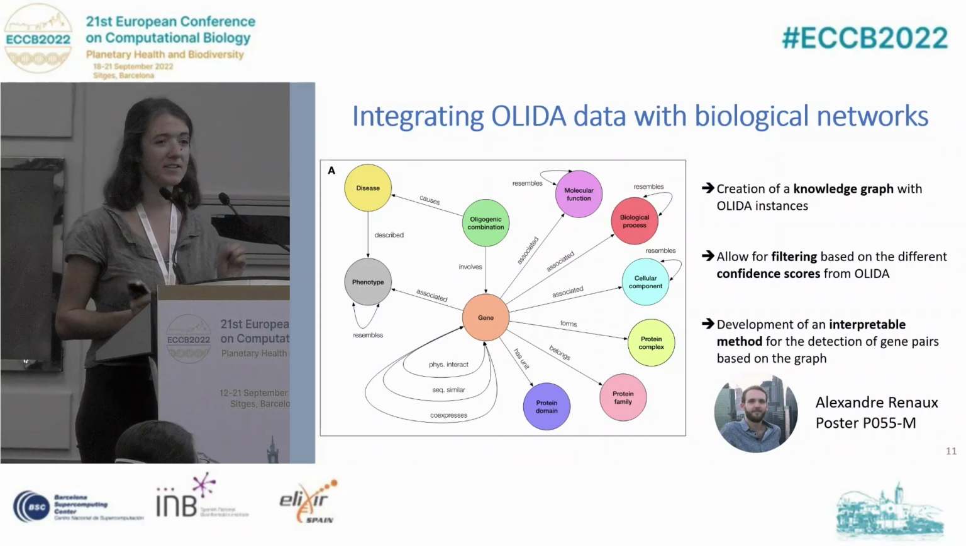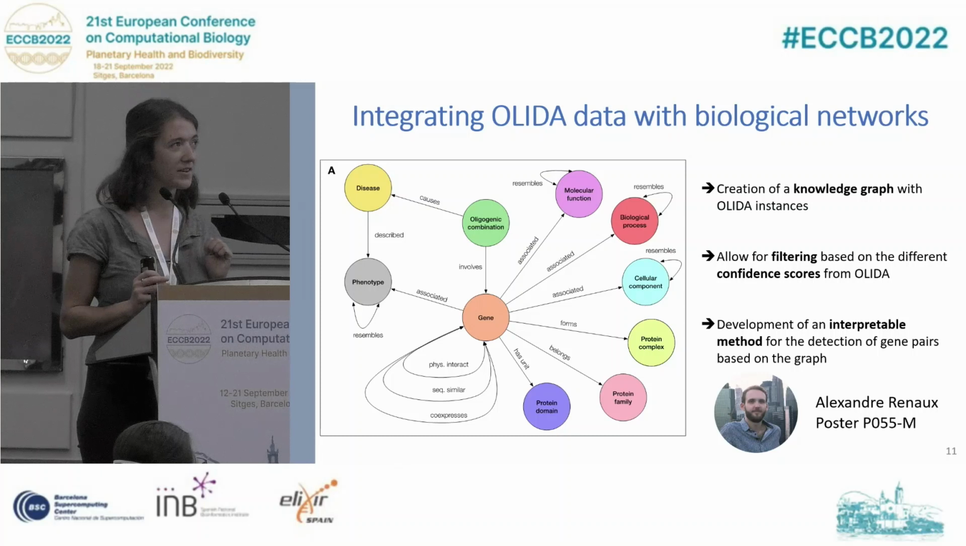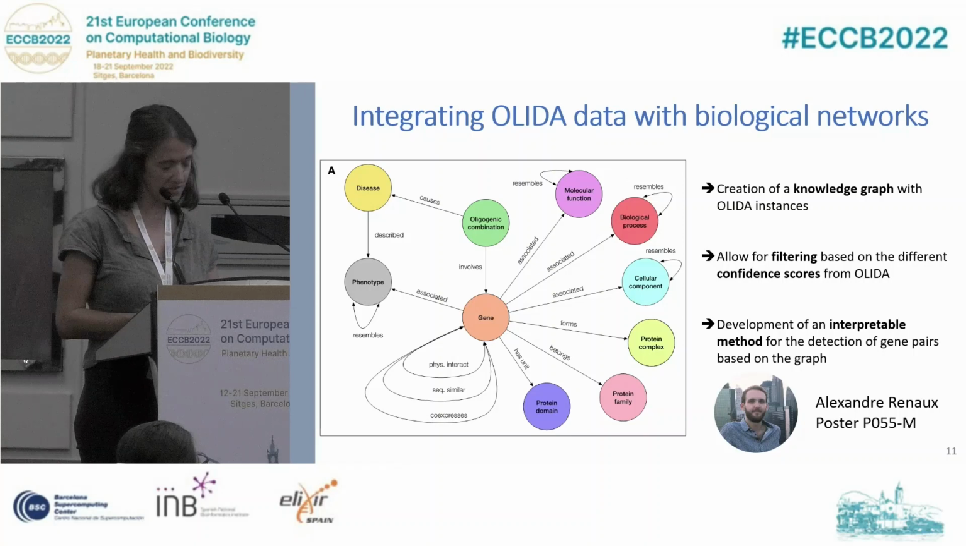What he did is that he integrated this OLIDA data together with several databases of biological data in a knowledge graph, and trained fully interpretable methods on it that could predict gene pairs that are likely to be involved in an oligogenic disease. This method can also provide explanations for what type of mechanisms underlie the potential pathogenicity of these combinations.